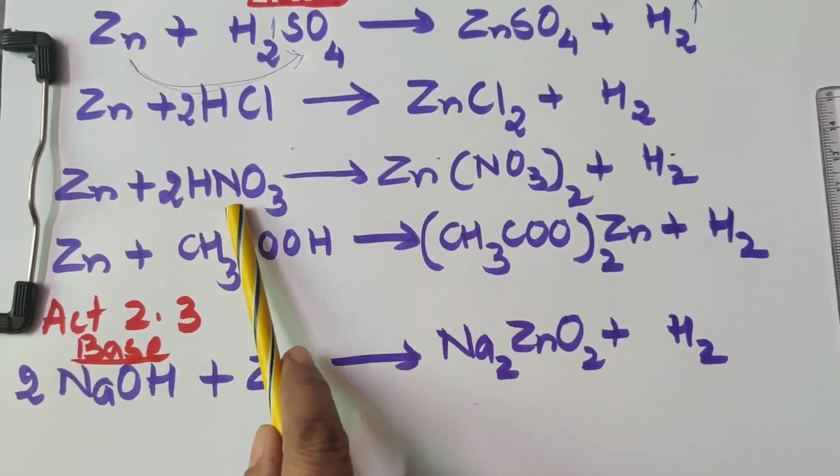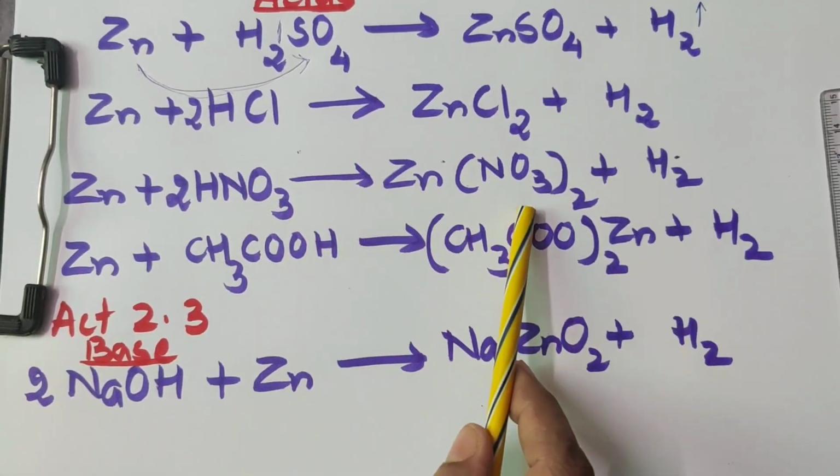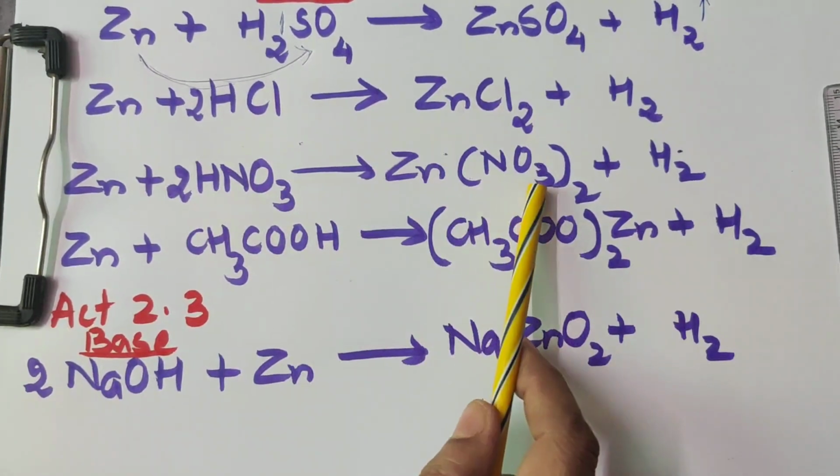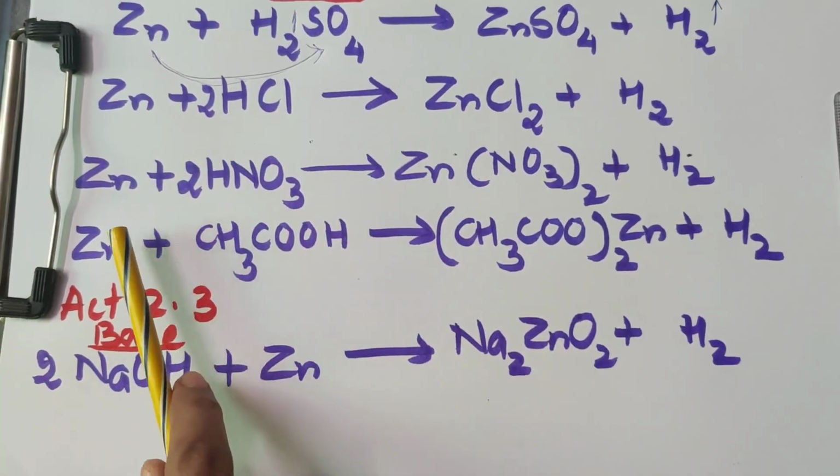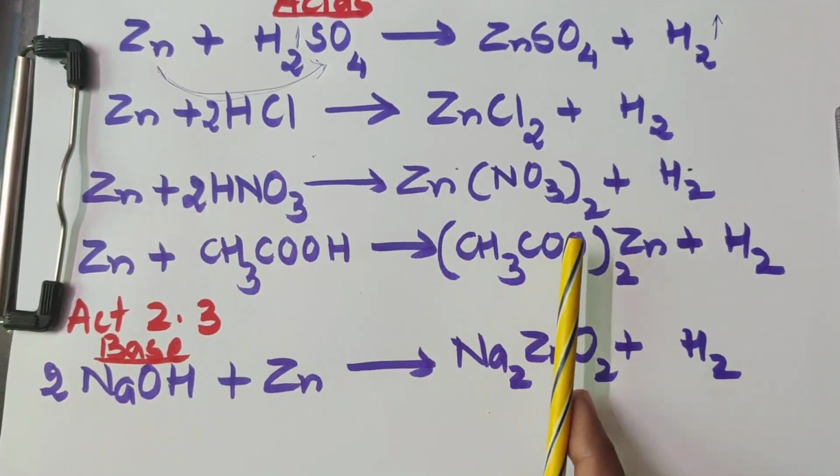Here we can see that we have to balance the reaction. Every time you write a reaction, you have to balance it. That means the reactant side should be equal to the product side.